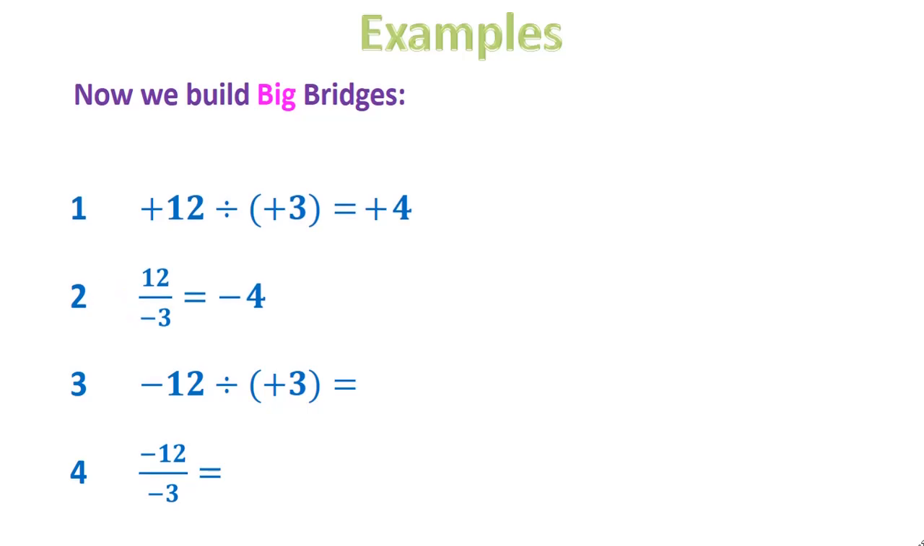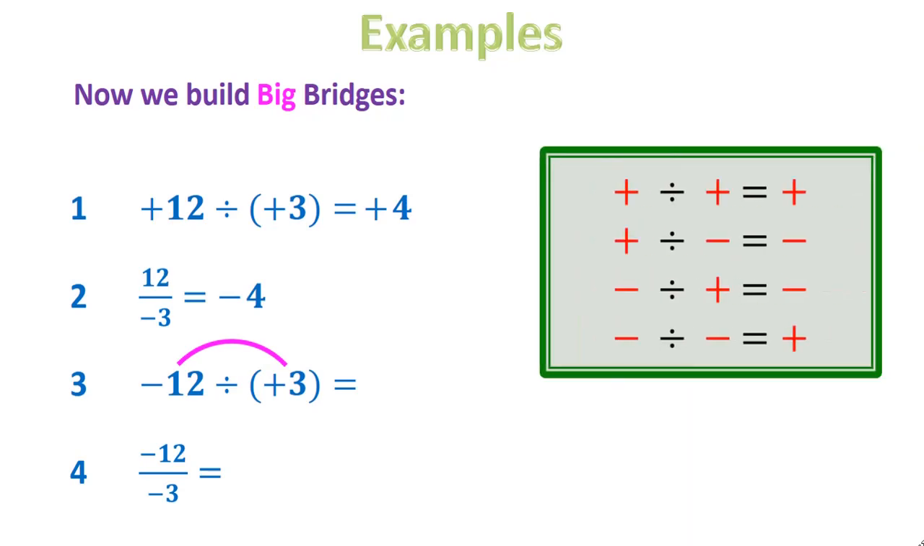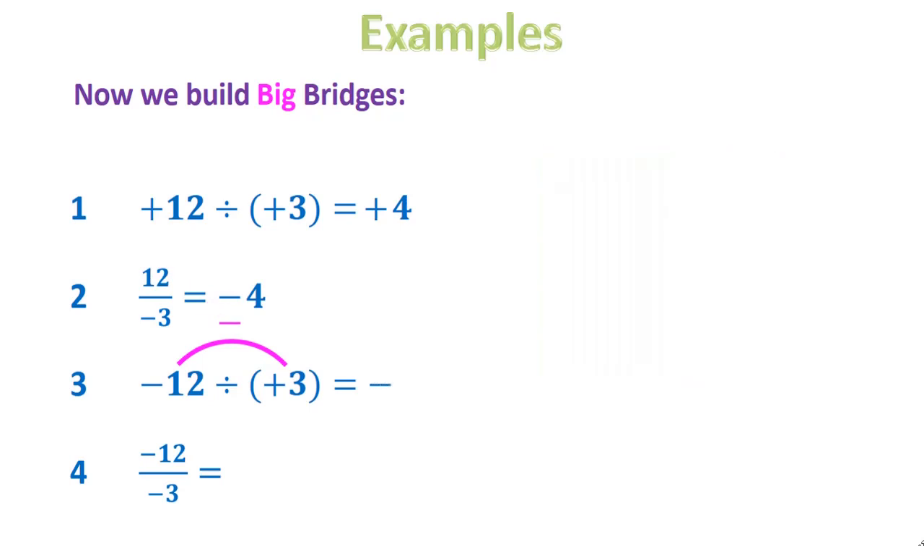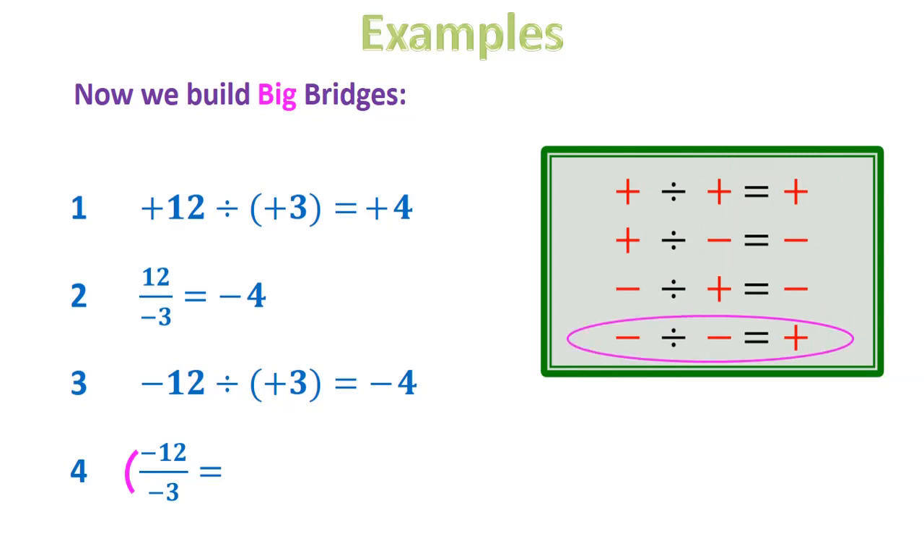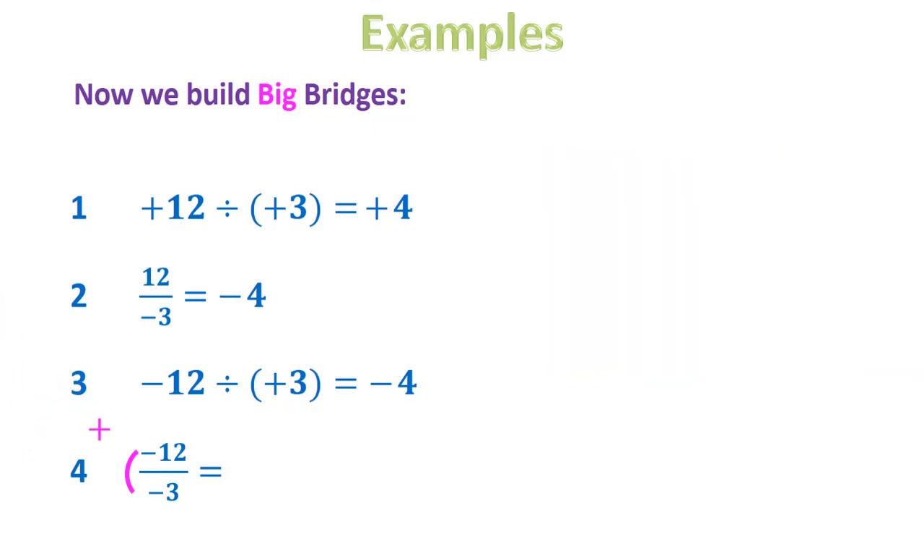Let's look at question 3. Again, now we can build our big bridge again. We have a negative divided by a positive, so we look at our table, and that will always give us a negative. Then 12 divided by 3 gives us 4. Question 4. Again, we build our sideways bridge. Here we have a negative divided by a negative, which will give us a positive. Then we go 12 divided by 3 gives us 4.